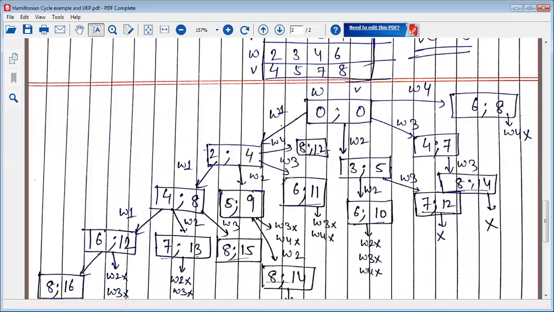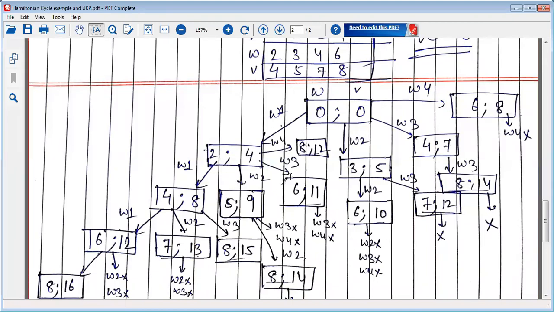The reason is the capacity of knapsack and the number of articles that you have taken along with their weight are now the same. So you have already filled the bag of 8 kg. I cannot move further. So after W4, I do not have any chance to explore further.